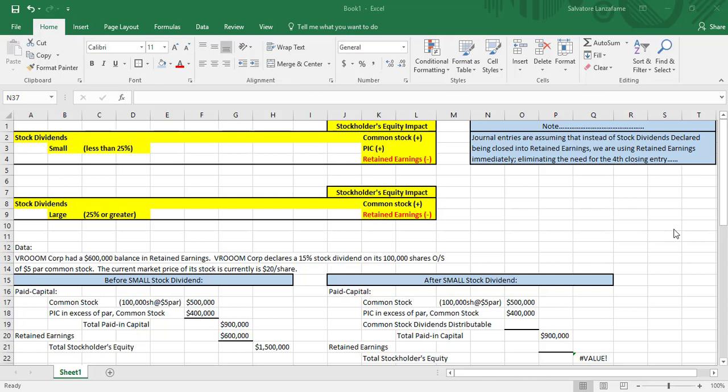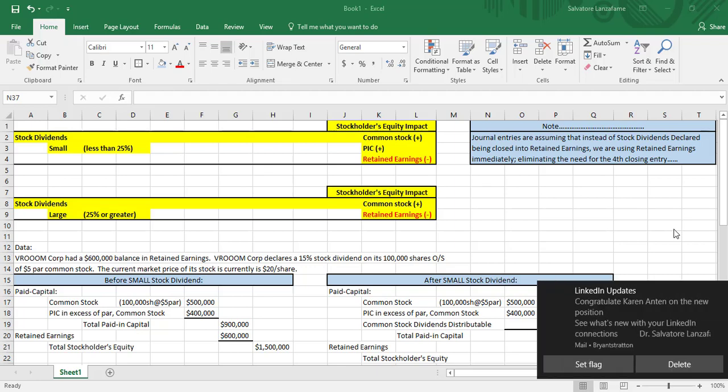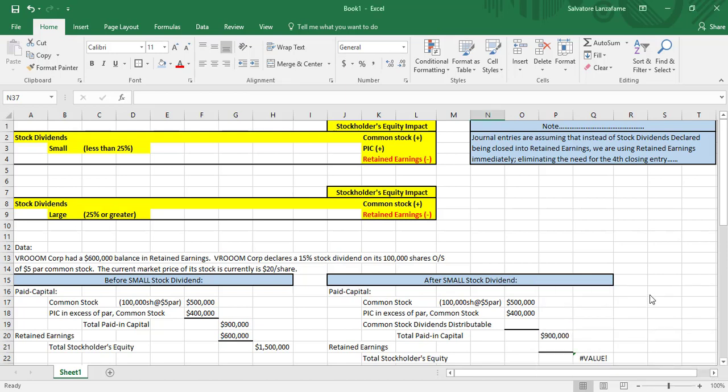And when you have a small stock dividend, you are required to use the market value. So when you use the market value of the stock, there's like a 99.9% chance that the market is going to be higher than the par that was originally established for the stock. So therefore, you're going to need to use the PIK account. As you can see here to the right in yellow under columns J, K, and L, I have the stockholders' equity impact. So common stock is going to go up along with the PIK account, and then retained earnings will decrease.